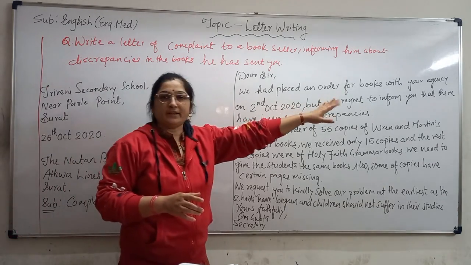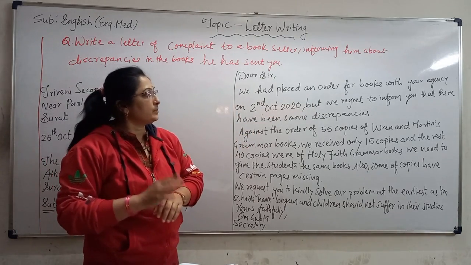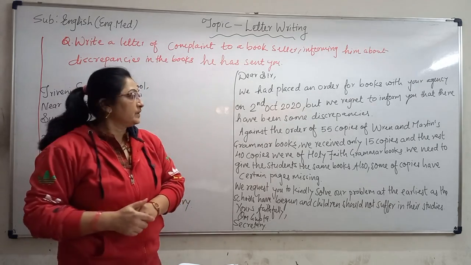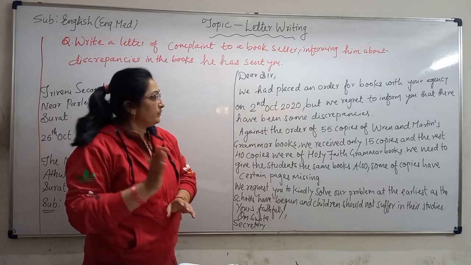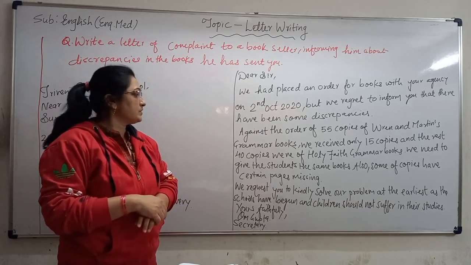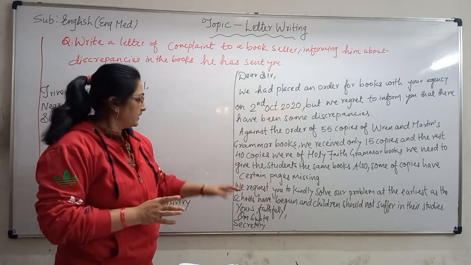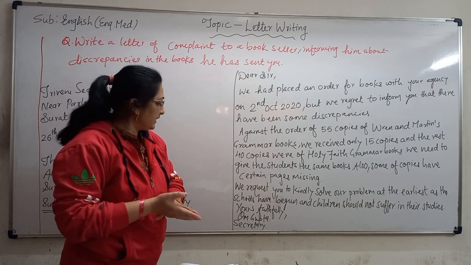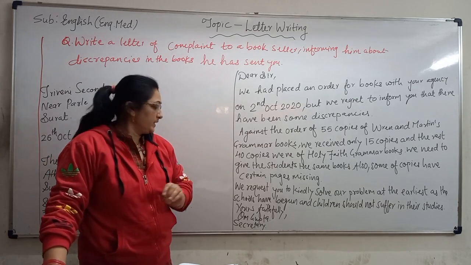Now leave that and start writing from a new line. Against the order of 55 copies of Rain and Martin's grammar book, you issued only 15 copies and the rest 40 copies are of Holy Faith grammar book. We need to give the students the same book. Also some of the copies have certain pages missing. If you want to write more then you can, but I have written only this. Then the concluding part: we request you to kindly solve our problem at the earliest. Schools have begun and children should not suffer in their studies.